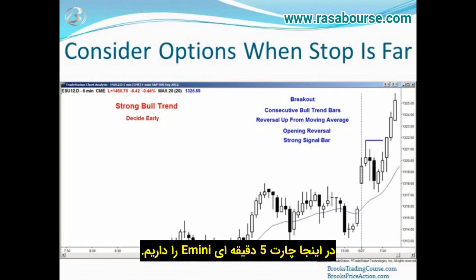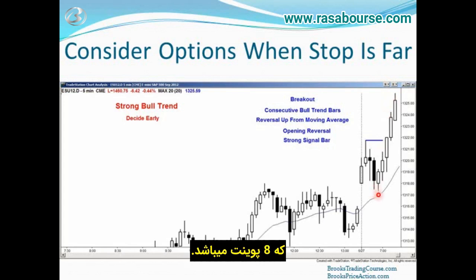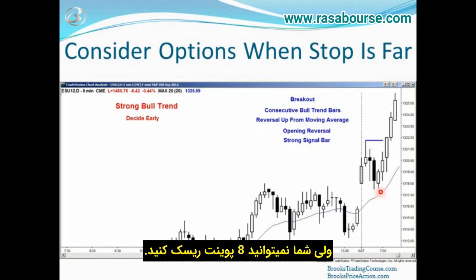Here's the 5-minute E-mini chart, and let's say for whatever reason you did not get long earlier and you decide to get long up here. You know that your stop is below the bottom of the bull spike, and you say, well, wow, that's 8 points away. I can't risk 8 points, and yet I only trade one E-mini contract, so I can't take the trade.